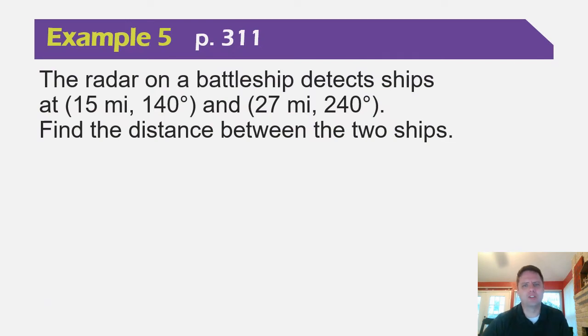So the radar on a battleship detects ships, one of them at 15 miles at 140 degrees, another one 27 miles at 240 degrees. Find the distance between the two ships. So notice that the radar on the battleship, it's helpful for that battleship to know where each one of them are in reference to itself. But what if those two ships want to know how far away they are from one another? So how would they go about doing this?